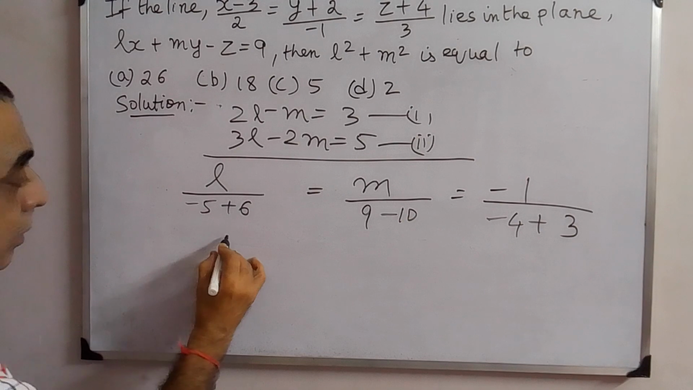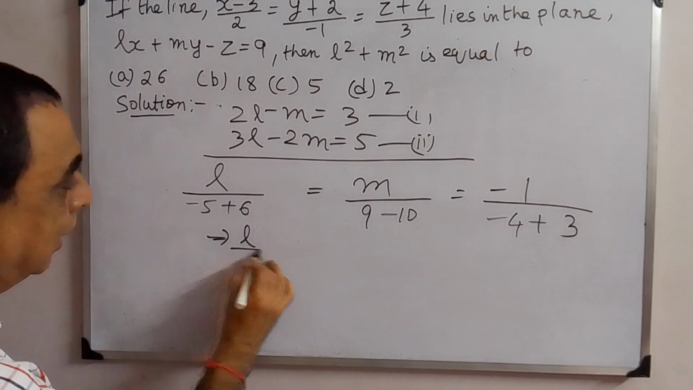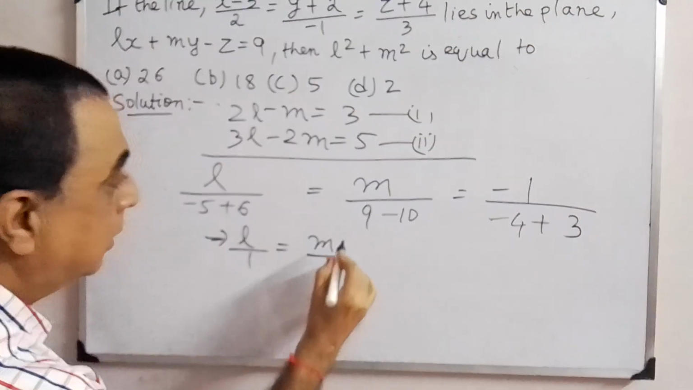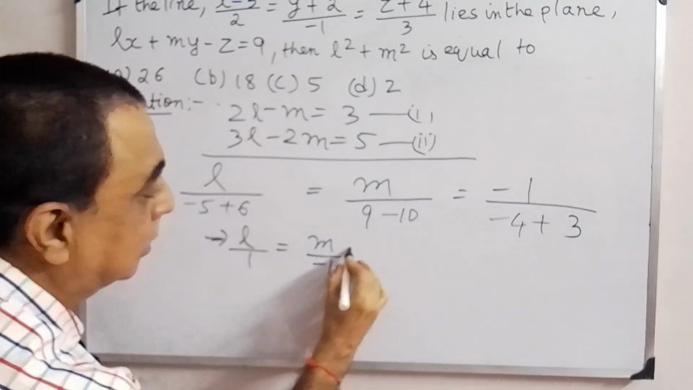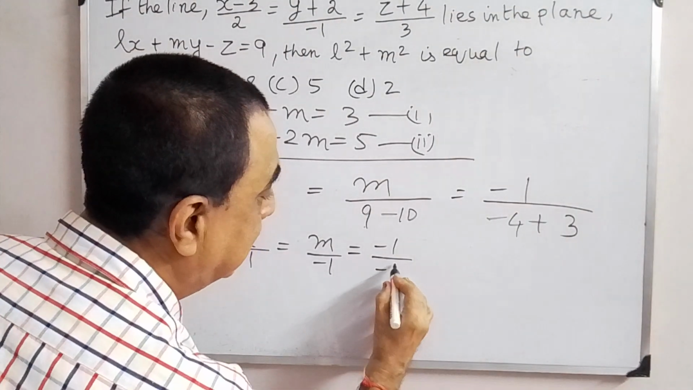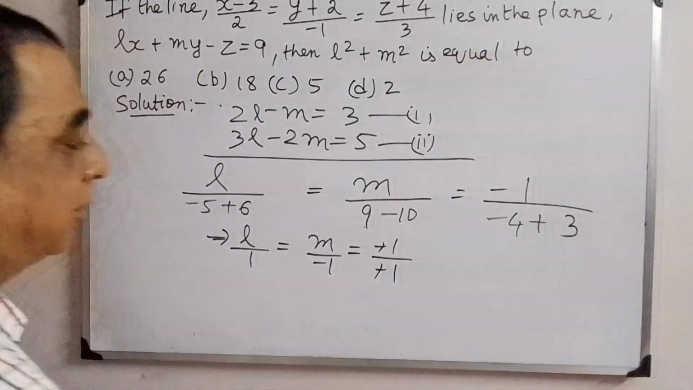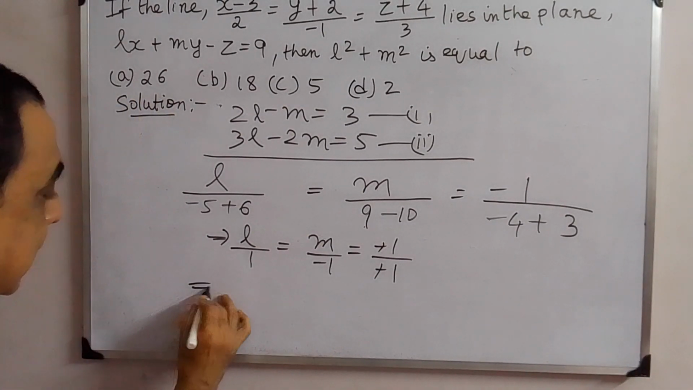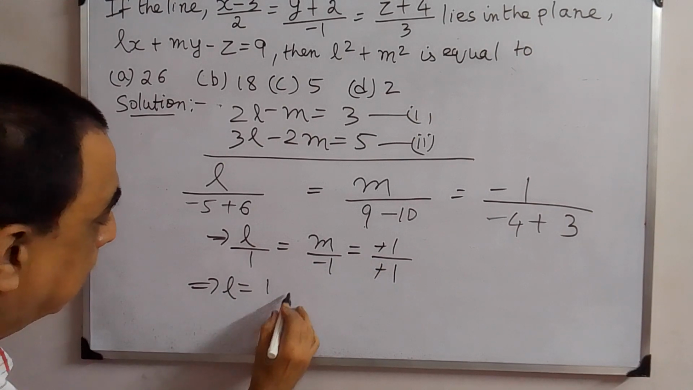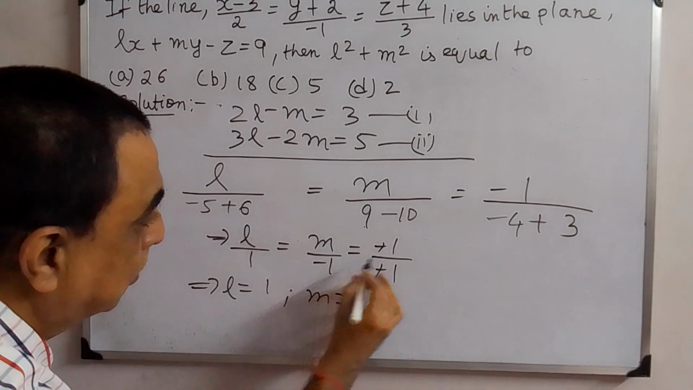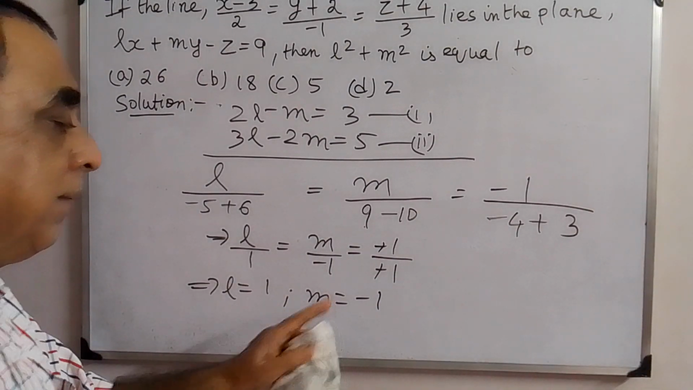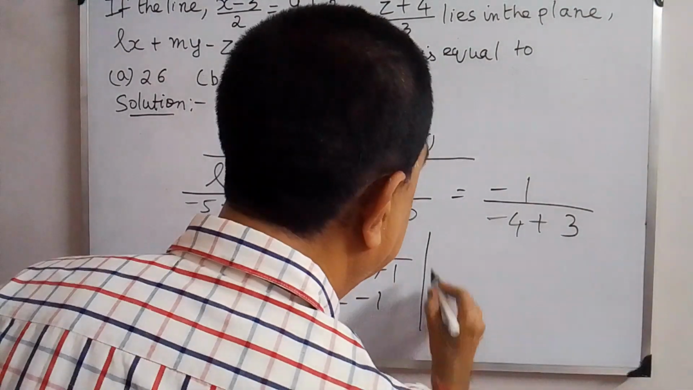Now solve it. L over minus 5 plus 6 is 1, and M over 9 minus 10 is minus 1, and here minus 1 over minus 4 plus 3 is minus 1. Minus minus cuts out. So we are getting L equals 1 into 1, 1, and M equals minus 1 into 1, by cross multiplying. So the L value we have got is 1 and the M value is minus 1.